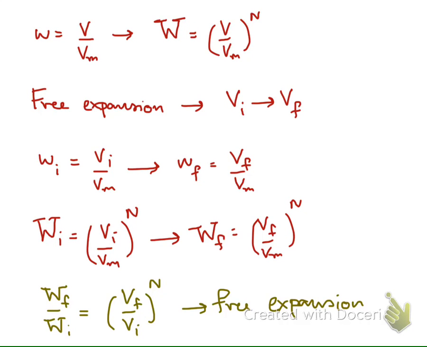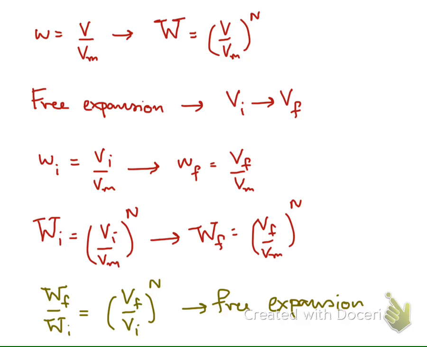From the definition of w, we have that w is equal to V over Vm. So the big W will be equal to (V over Vm) to the power of n. This is the definition of the total number of ways to put n molecules into the w locations in the volume V.